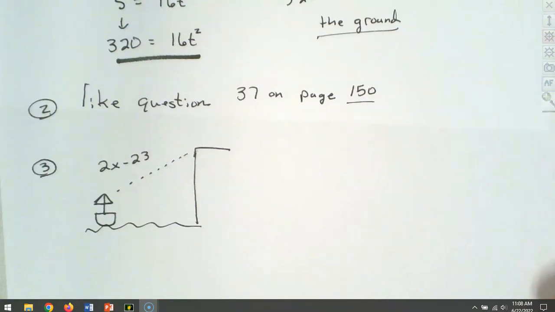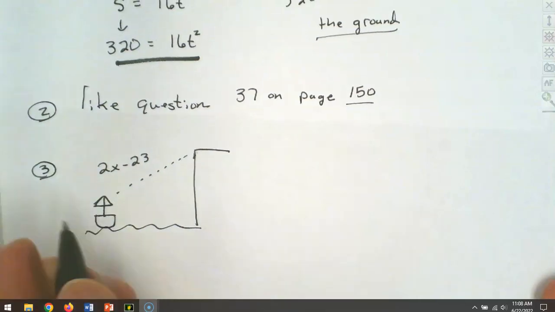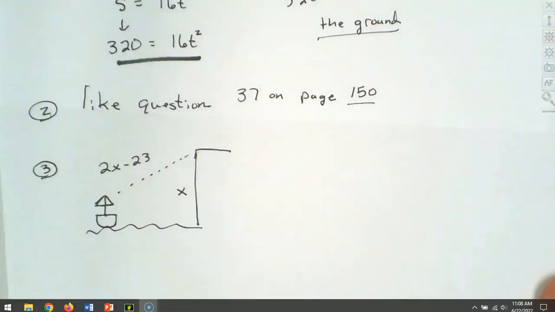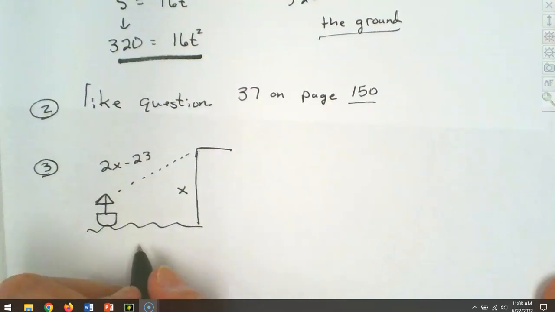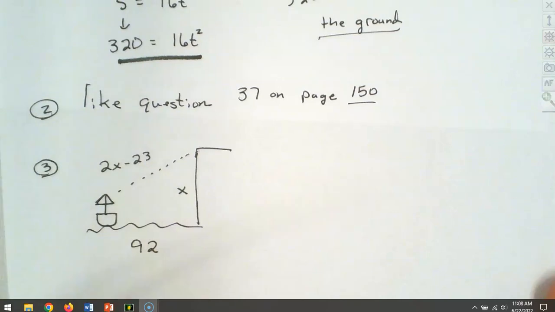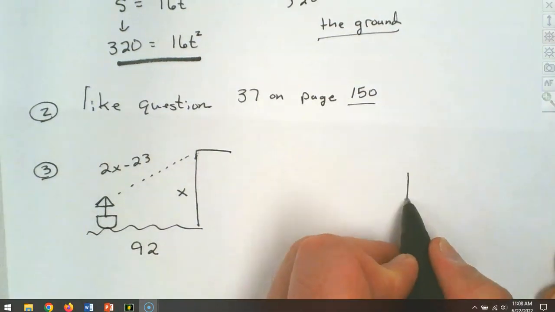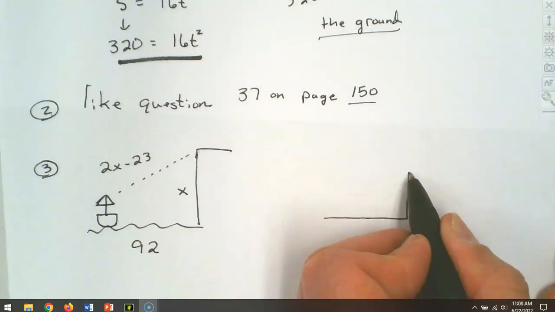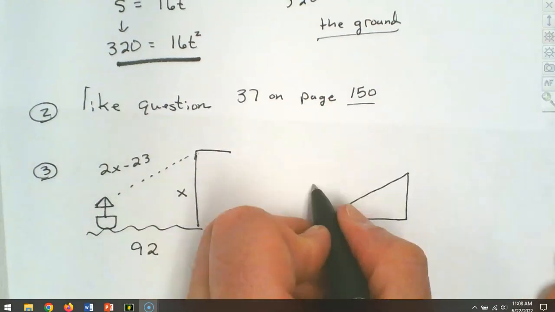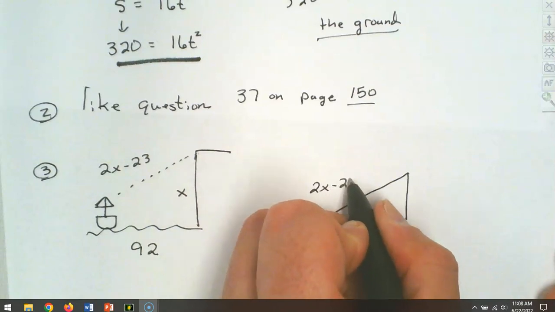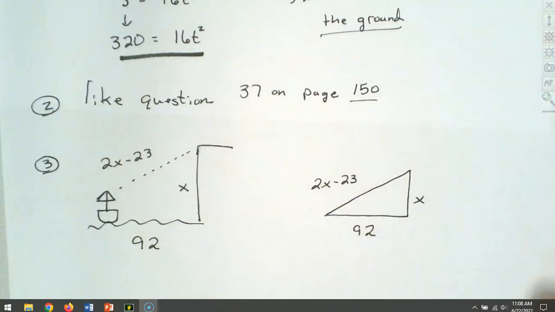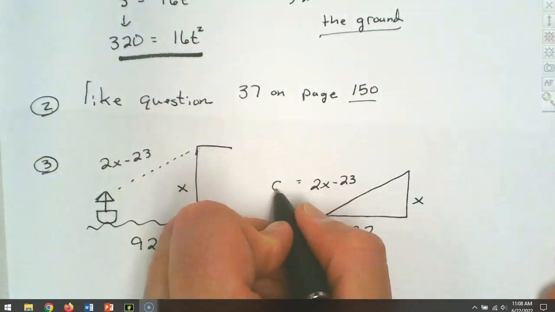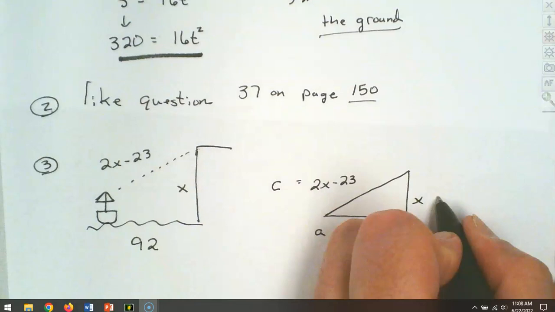Now, we don't know the height of the cliff. That's the unknown part, so that's going to be x. And then we do know that this boat is currently out 92 feet from the cliff. So our triangle will look like this. Our triangle is here. And this is your C, this is your A, and this is your B.